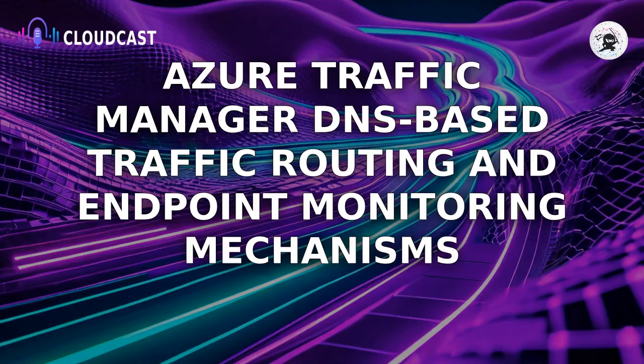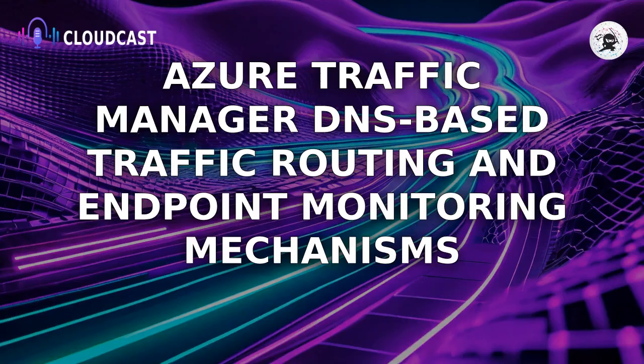What about the different routing methods? When would I use performance versus priority? Priority is your classic active-passive setup. You have a primary endpoint with priority 1, secondary with priority 2. All traffic goes to primary until it fails, then Traffic Manager returns the secondary. Great for disaster recovery. Performance routing is smarter, but it works differently than people assume.